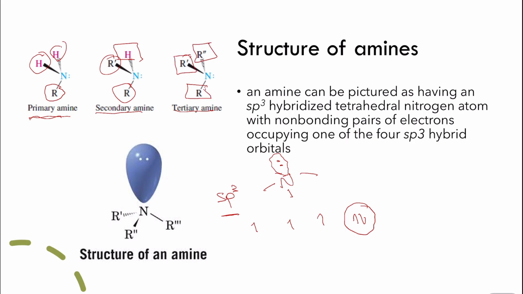All of these still have the lone pair of electrons. And remember, if it's an sp3 hybridized orbital, then the shape is going to be tetrahedral. So again, it's tetrahedral, but the fourth orbital, the one that has the lone pair of electrons, is part of the tetrahedral arrangement as well.